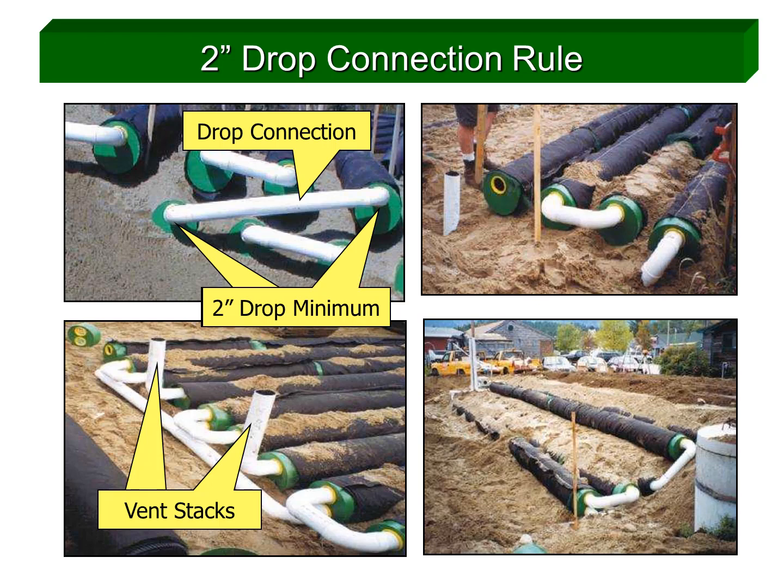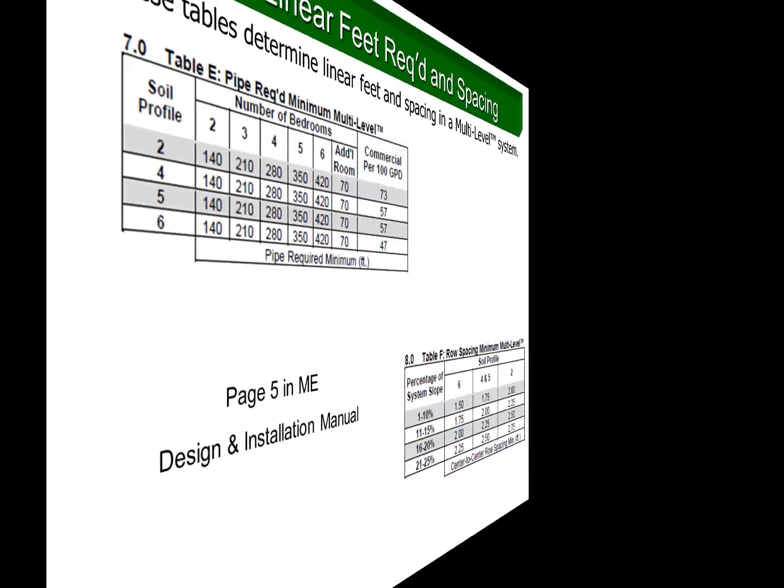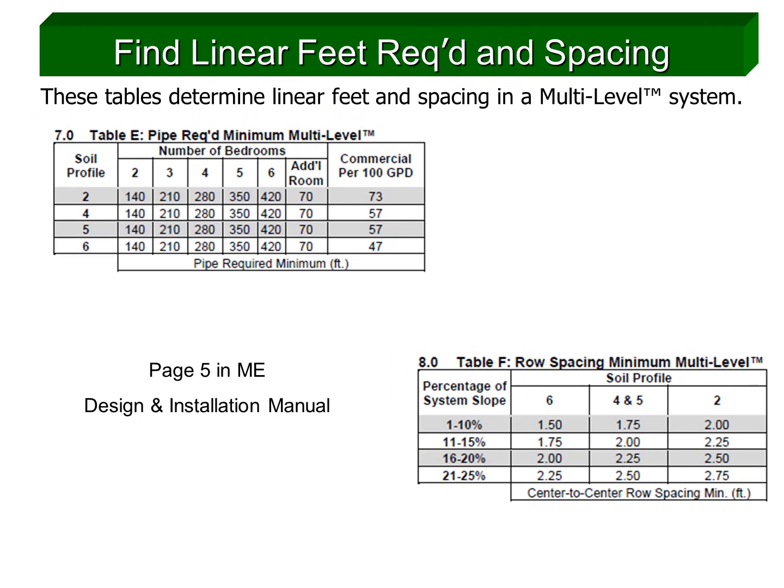Now let's work through an example. In this example, we're going to follow the same process learned from designing single-level systems, except there are separate multi-level tables that must be used in your design and installation manual.